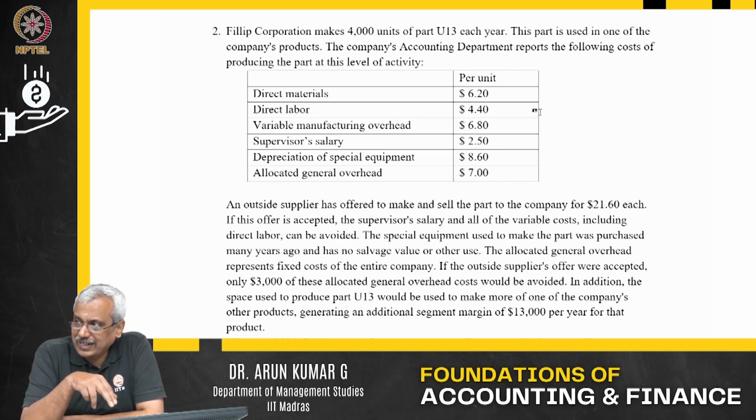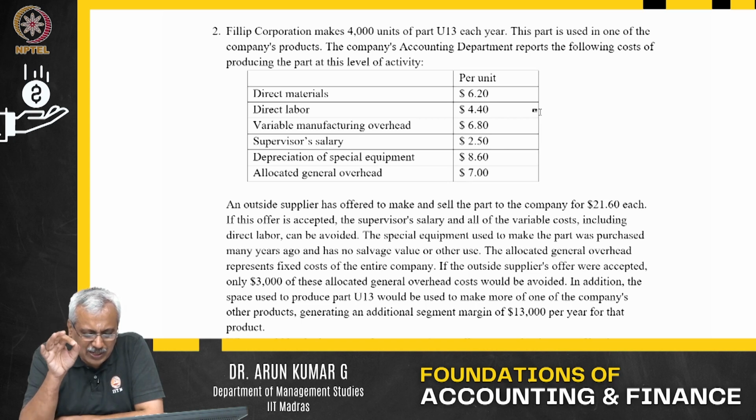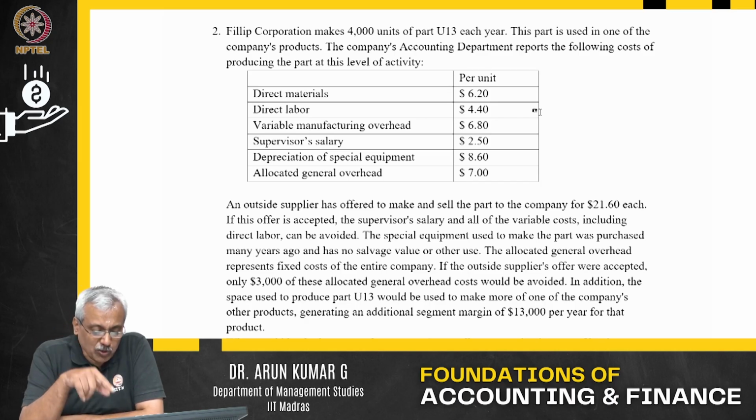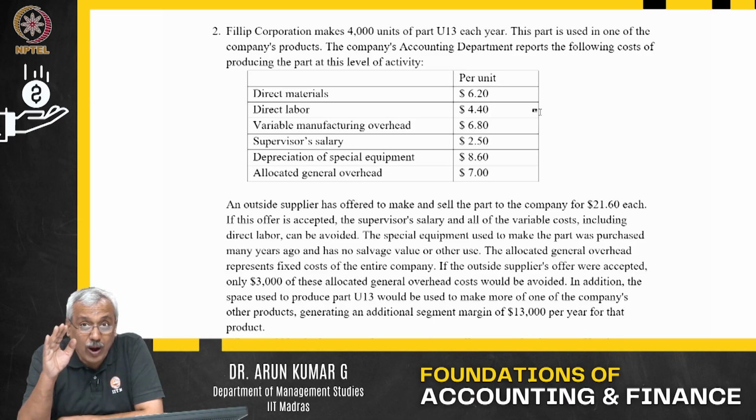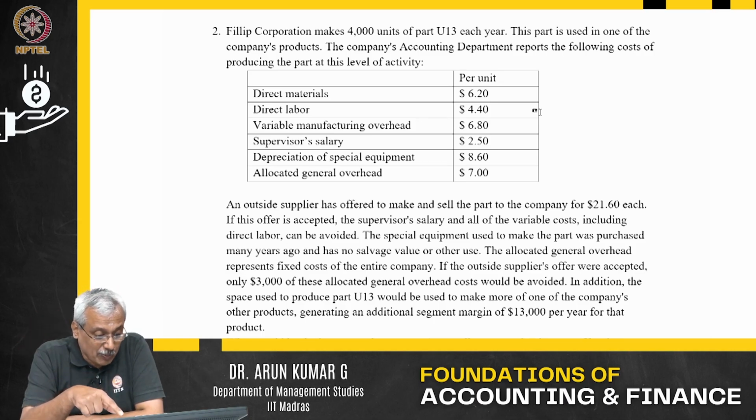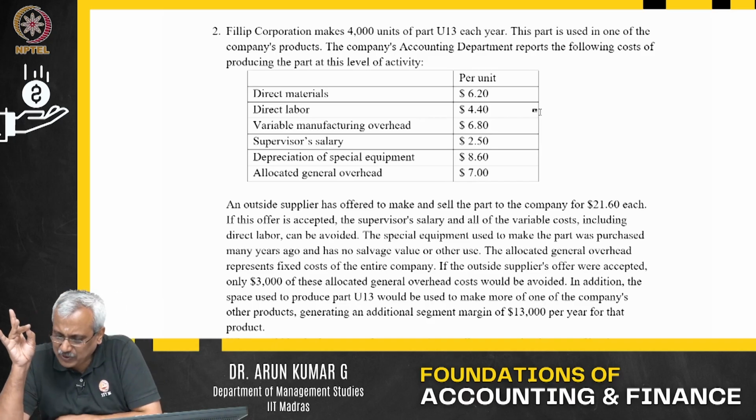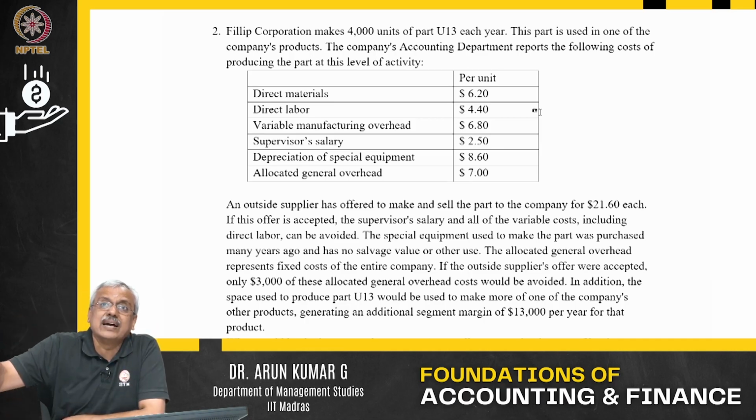Now, what is the challenge? The challenge is an outside supplier has offered to make and sell the part to the company for $21.60 each. If this offer is accepted, the supervisor salary and all other variable costs including direct labor can be avoided. Now please, there is a change. What is the change? Direct material, direct labor, variable manufacturing overhead and supervisory salary can be completely avoided.